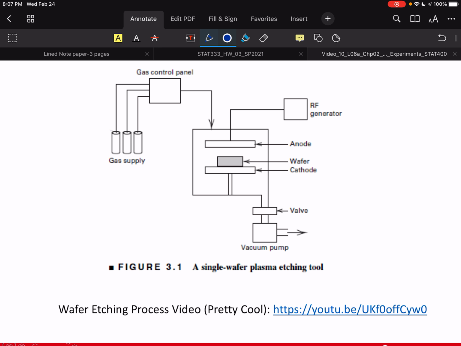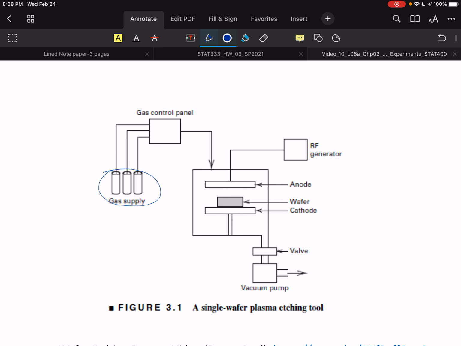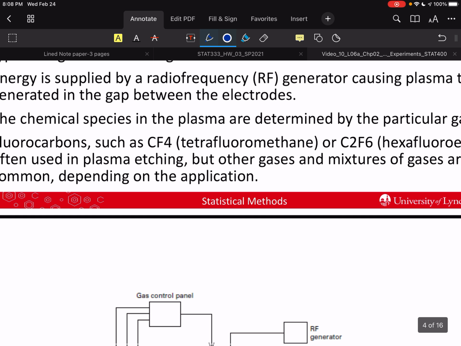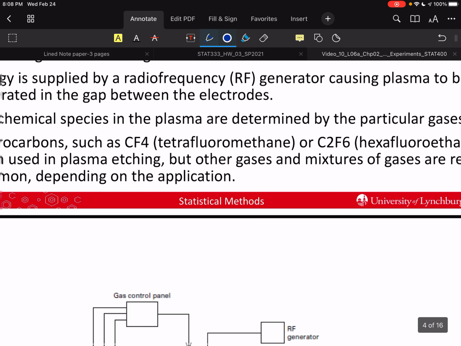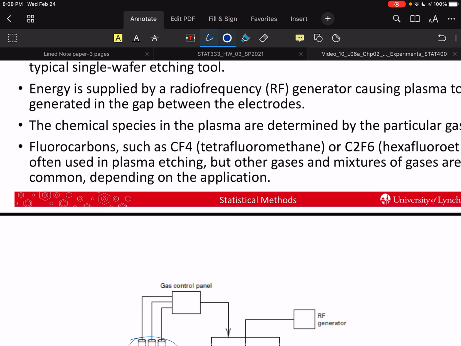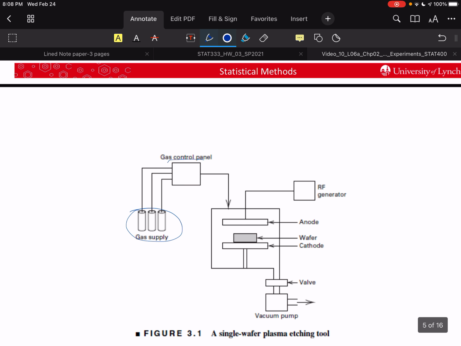Okay, so we've got the gas supply. So you can use different types of gases. And up here it says such as tetrafluoromethane or hexafluoromethane. Those are 2 common gases that are used. And so some control panel to control the amount of gas. We have an RF generator here to supply the power, and it supplies the power to the anode. You have the wafer here, a cathode here, and then this valve and a vacuum pump.